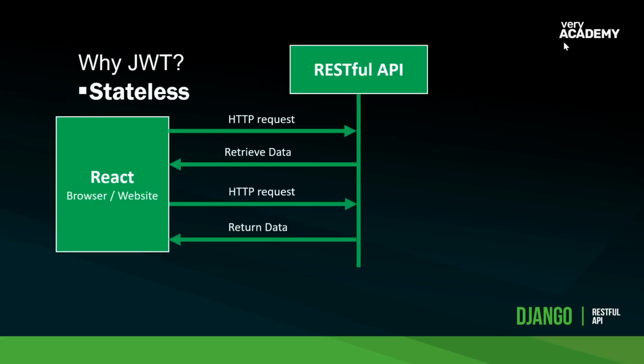Okay, so let's first answer why we might need JSON Web Tokens. In this scenario, we have an application, which could just be a website, that sends an HTTP request to the server, and then we retrieve some data. And then we send some more requests and get some more data. Every request-response pair here is completely independent of the previous one. No one, whether it be the server or the front end application, is storing in memory any information about the past interactions.